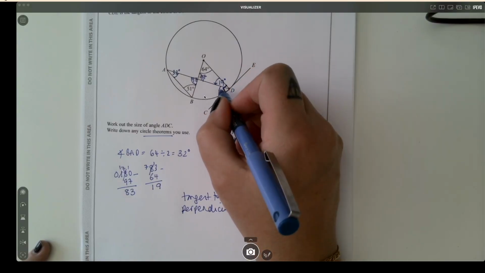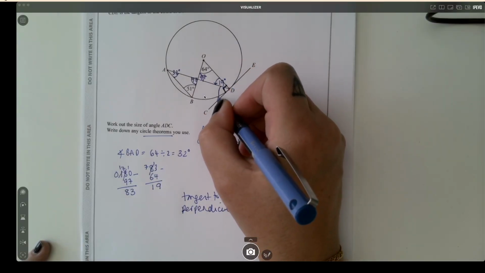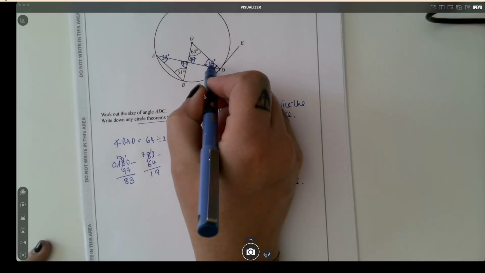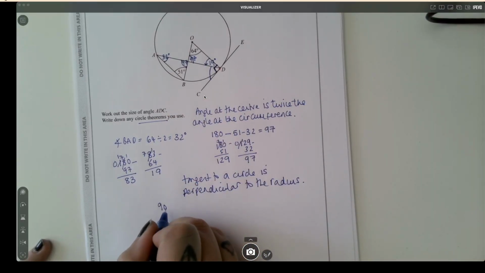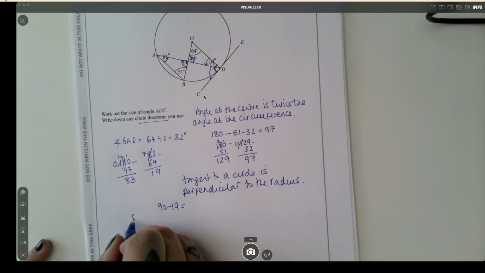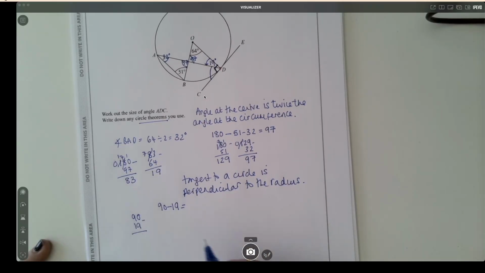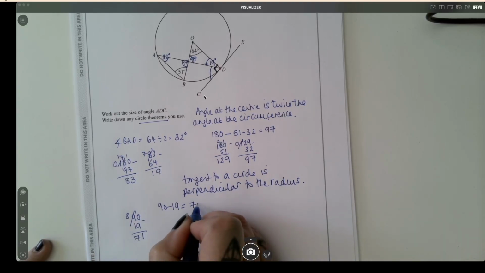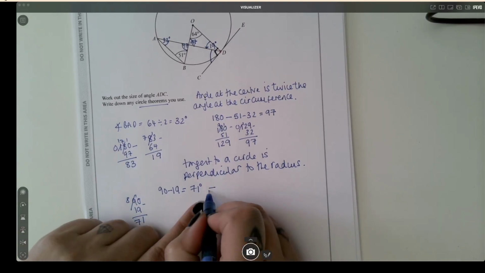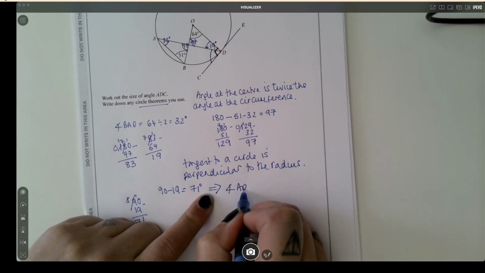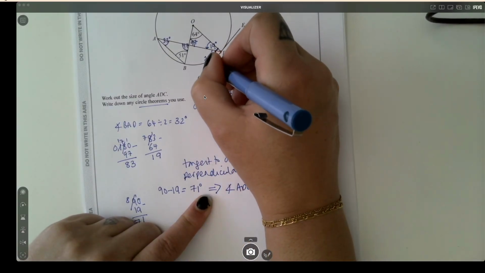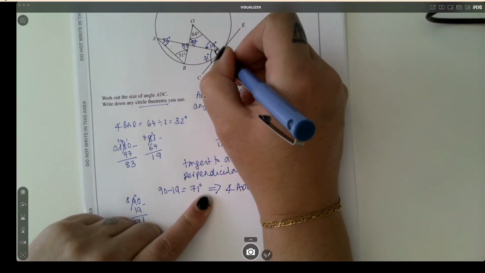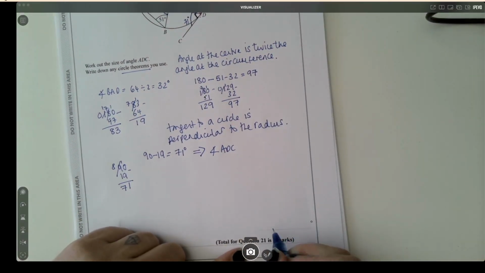So now that I know from here to there must be 90 degrees, and I know this part is 19, I can find the missing angle that I'm looking for. So I'm going to do 90 subtract 19, which is 71 degrees. This is the angle ADC, because this 71 plus this 19 forms this 90. So that's my answer, 71 degrees.